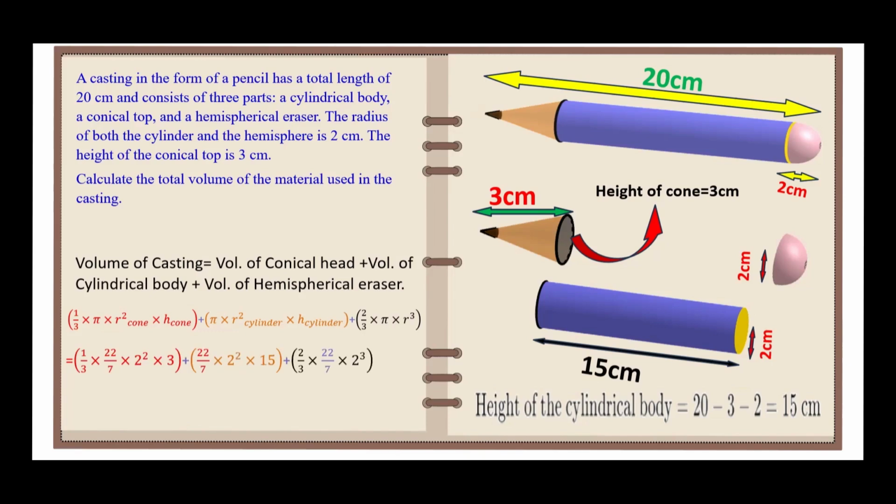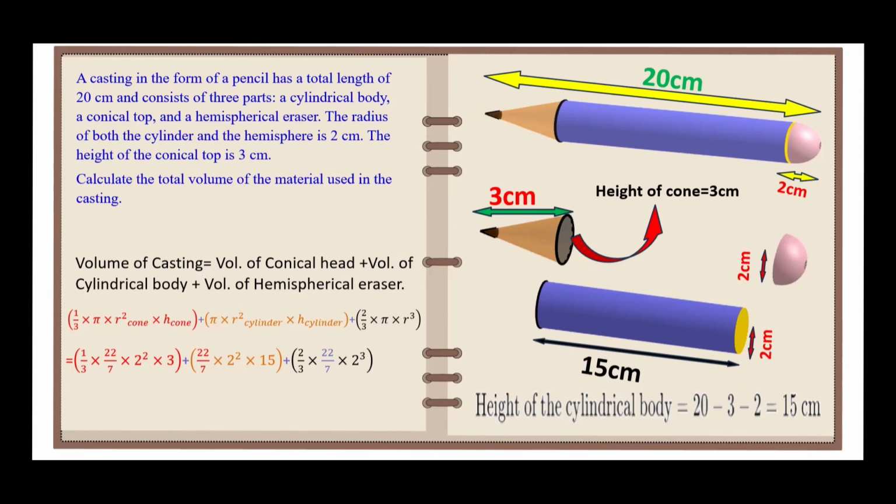So looking at the first bracket, which represents the volume of the conical head, we have 1/3 times pi is 22/7 times the radius of the cone is 2, as we have discussed. So we raise that radius to power 2. Then the height of the cone is 3. And then we go to the second formula, which represents the volume of the cylindrical body, 22/7 for pi, times the radius of the cylinder is 2. So we raise it to power 2 times the height of the cylinder, which is also the length in this instance, is 15.